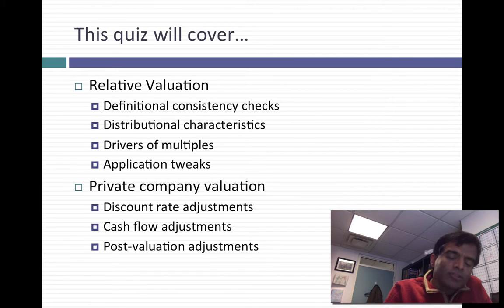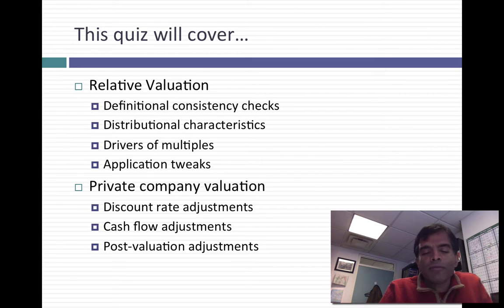Third, and this is particularly important, you need to be able to tell me what variables drive each multiple, which means you've got to be able to go back to an intrinsic valuation model and back out of that model what the drivers are of PE ratio, EV to EBITDA, EV to sales. It's very simple algebra, and you don't need to do a two-stage model. If you can do a stable growth model, you're home free.